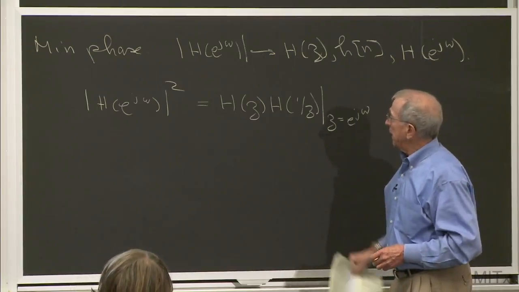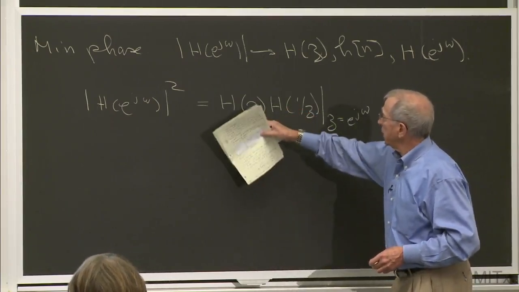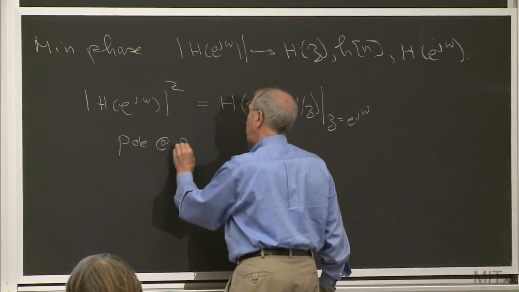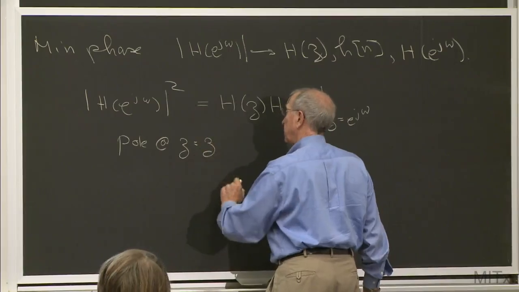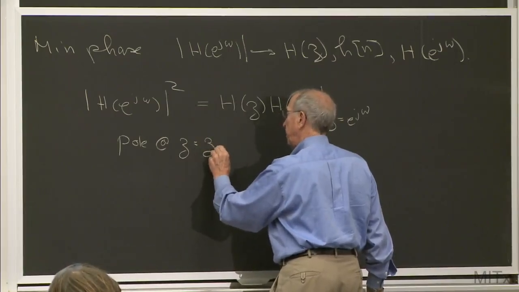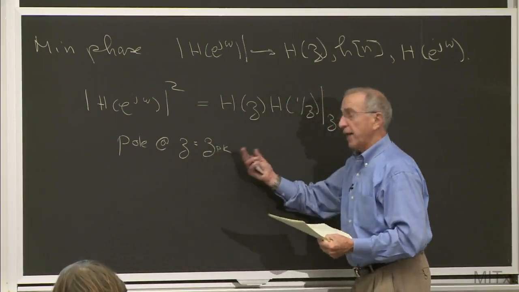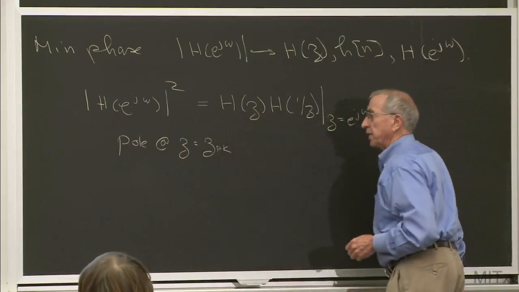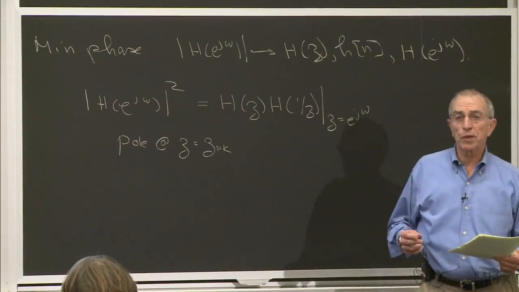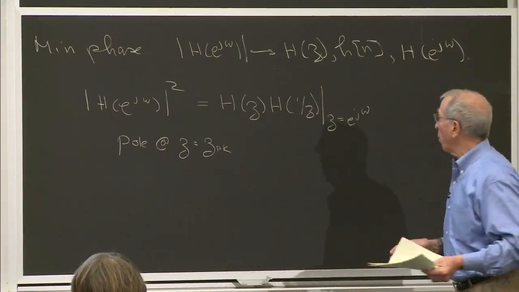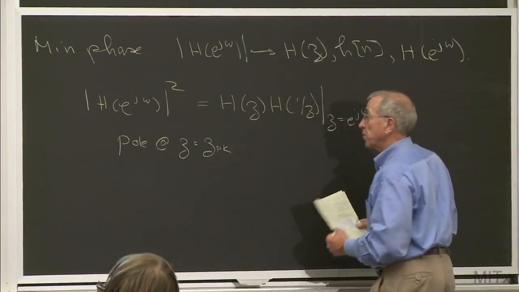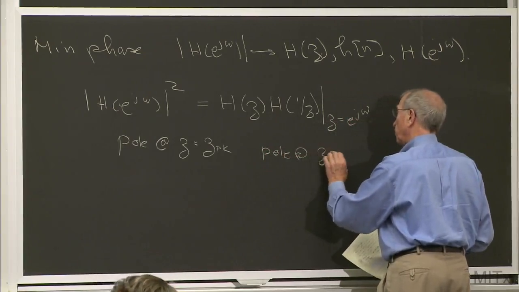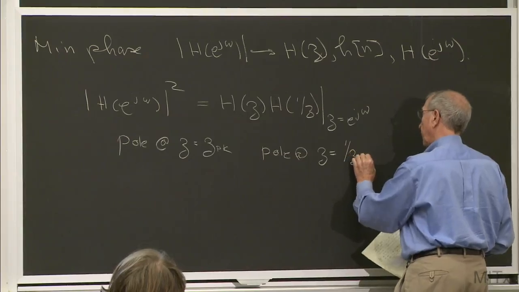Now, if I look at H(z) times H(1/z), and let's say I have a pole at z equals z_pk, p meaning pole, k meaning there can be more than one of these, then in H(z), I'm also, in H(z) times H(1/z), going to have a pole someplace else. I'm going to have a pole at the reciprocal location. So I'm going to have a pole at z equals 1/z_pk.